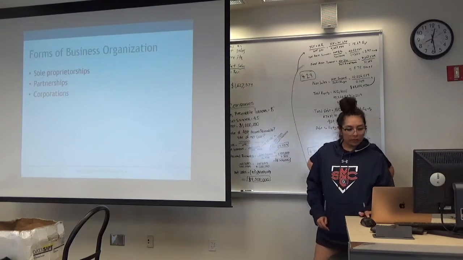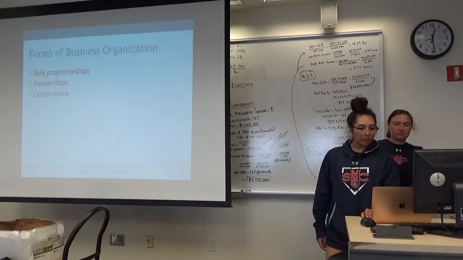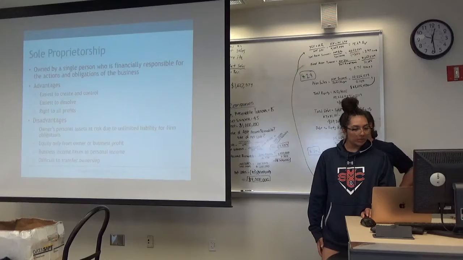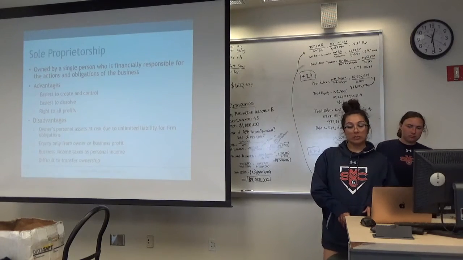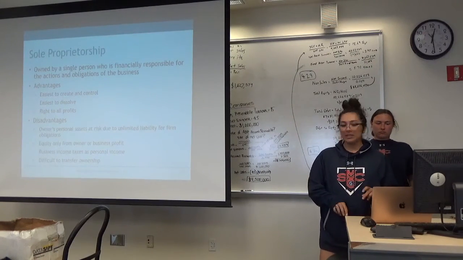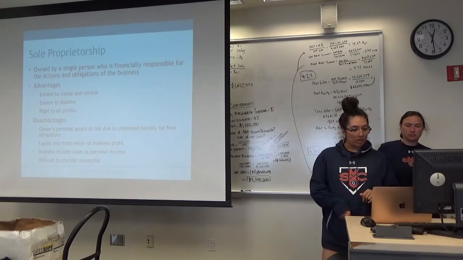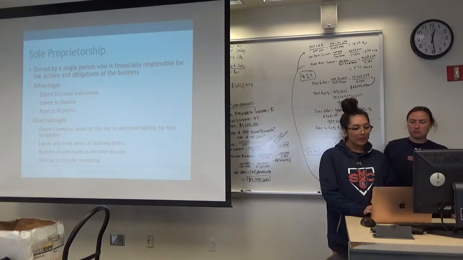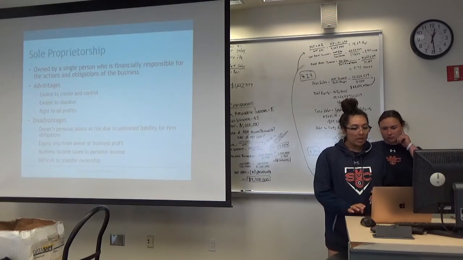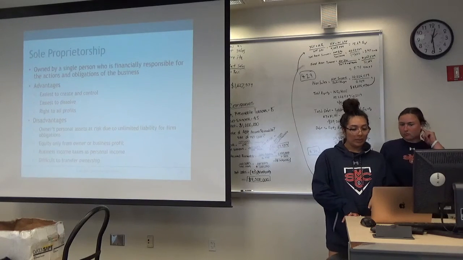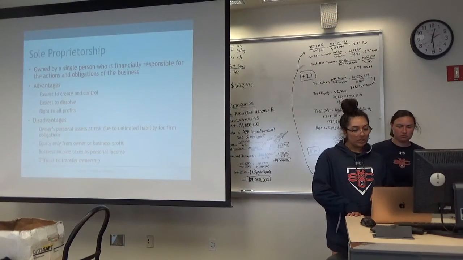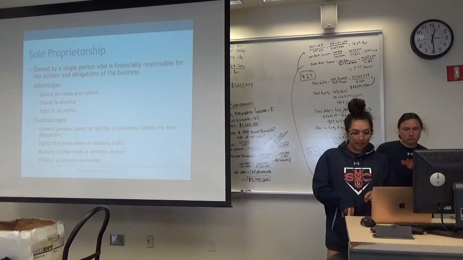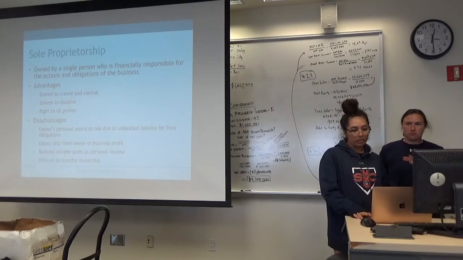So the forms of business organization: sole proprietorships, partnerships, and corporations. Sole proprietorship is owned by a single person who is financially responsible for the actions and obligations of the business. Some of the advantages are easiest to create and control, to dissolve, and the right to all profits. Some of the disadvantages are the owner's personal assets are at risk due to unlimited liability for firm obligations, equity only from owner or business profit, business income taxed as personal income, and difficult to transfer ownership.